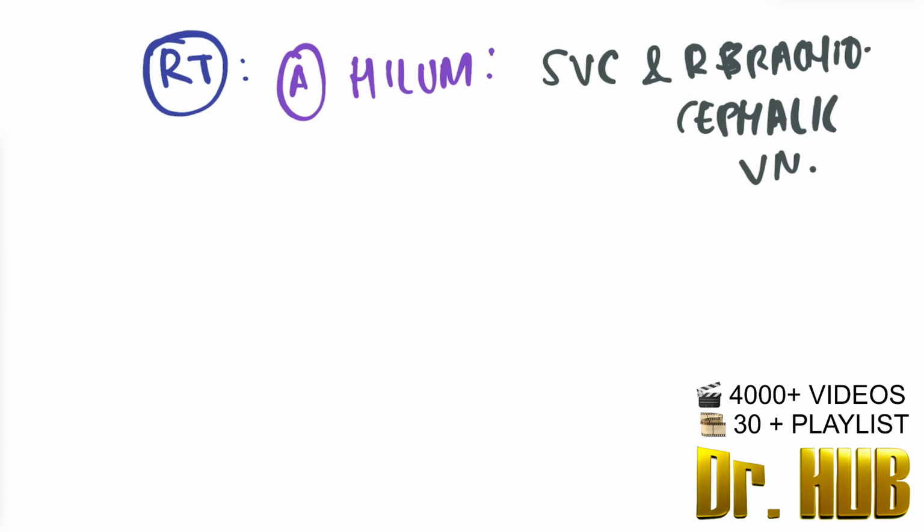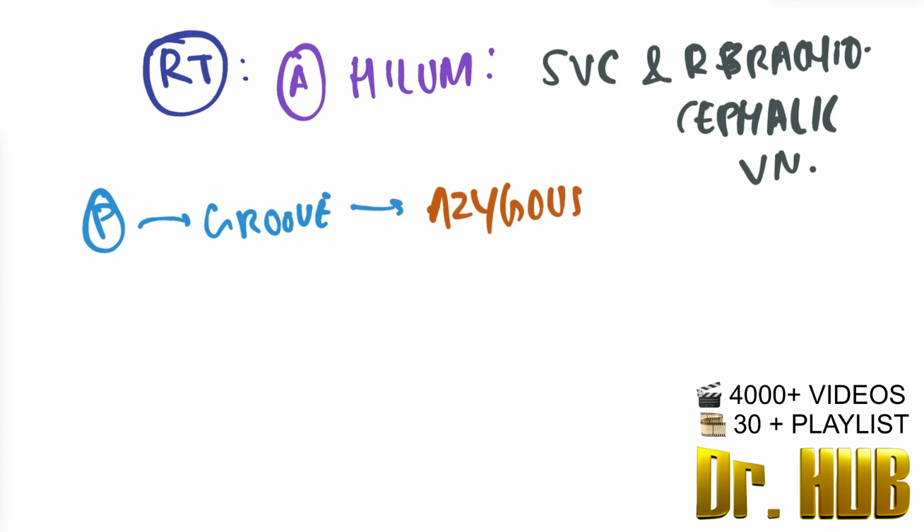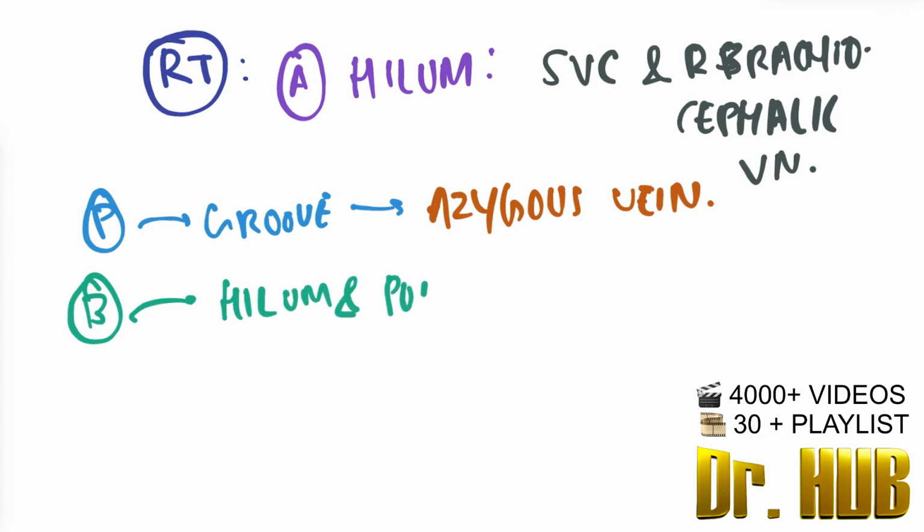And posterior to the groove, what is present? Posterior to the groove is the presence of the azygous vein. And behind the hilum and the pulmonary ligament, what is present? It is nothing but the presence of the esophagus.